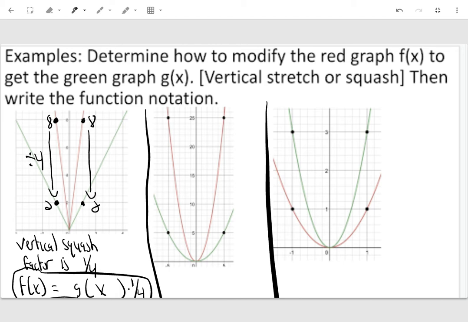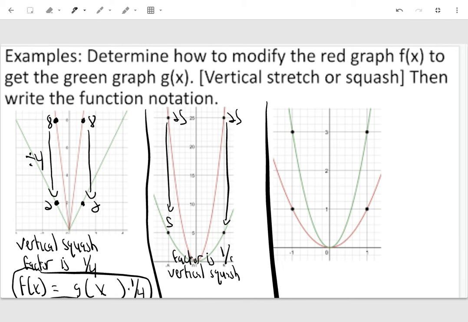If I look at the graph here, we're going red to green. This one is 25, and this one is 5. So we're going 25 vertically down to 5. That is going to be a vertical squash again, because it's getting smaller. And the factor, 25 to 5, is dividing by 5. So my factor is going to be 1/5.